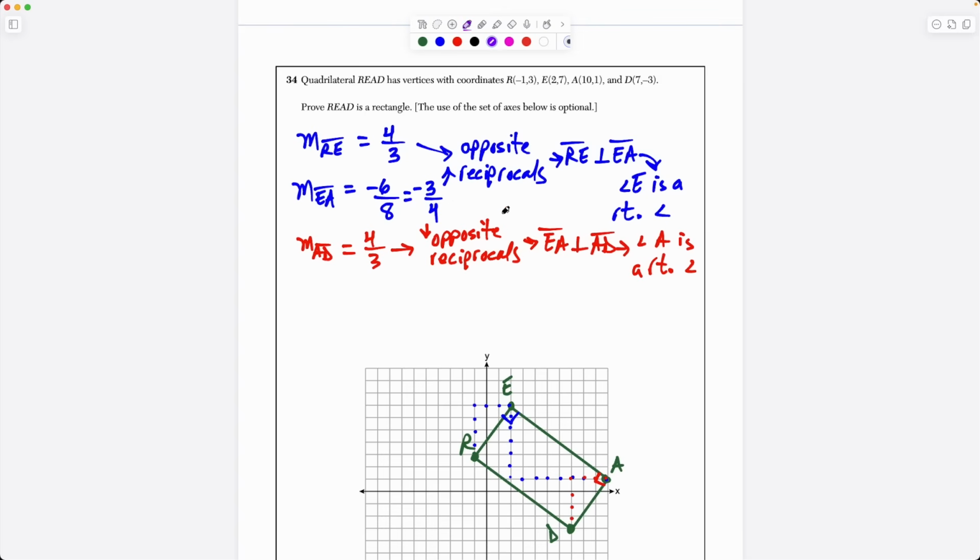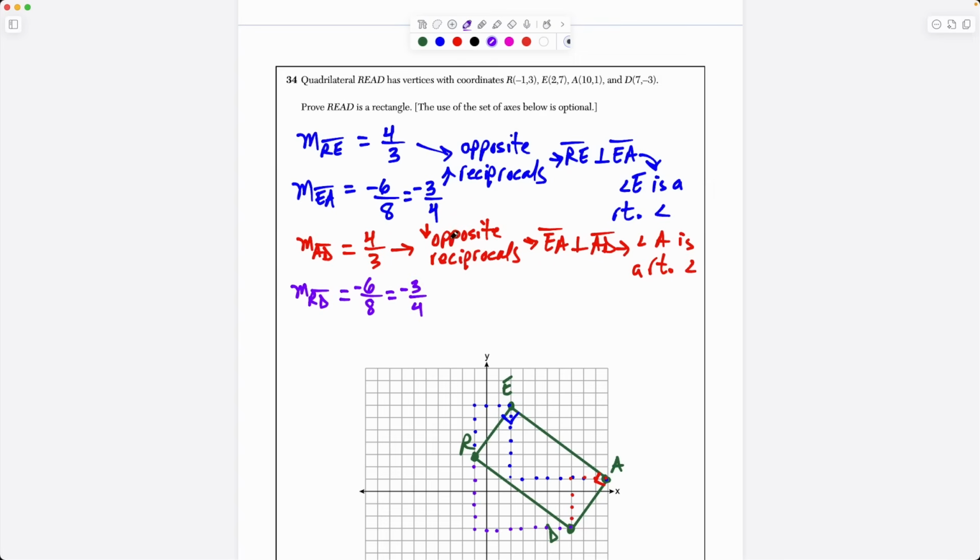And now next we'll find the slope of RD. So the slope of RD, I'll write it out like this. The slope of RD equals, we're going down 1, 2, 3, 4, 5, 6. So we have a slope, we're going down 6, and then over 1, 2, 3, 4, 5, 6, 7, 8. And -6 over 8 reduces to -3/4.